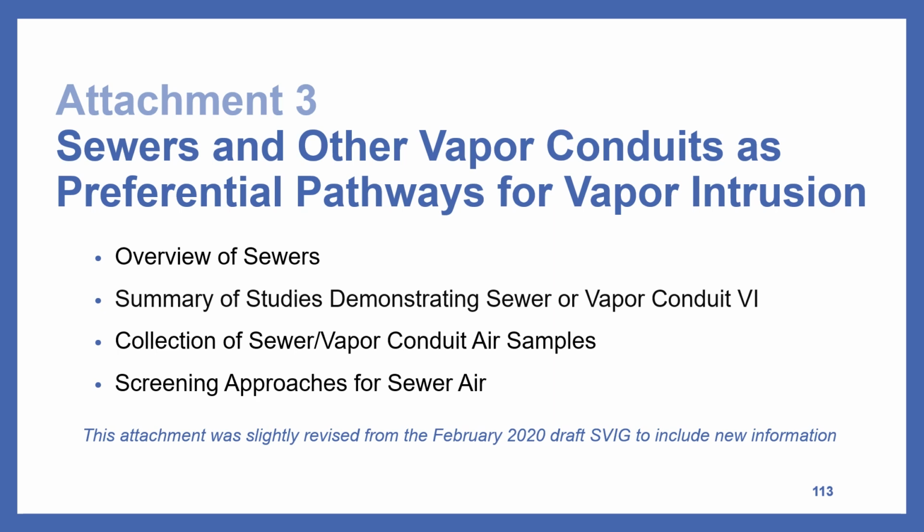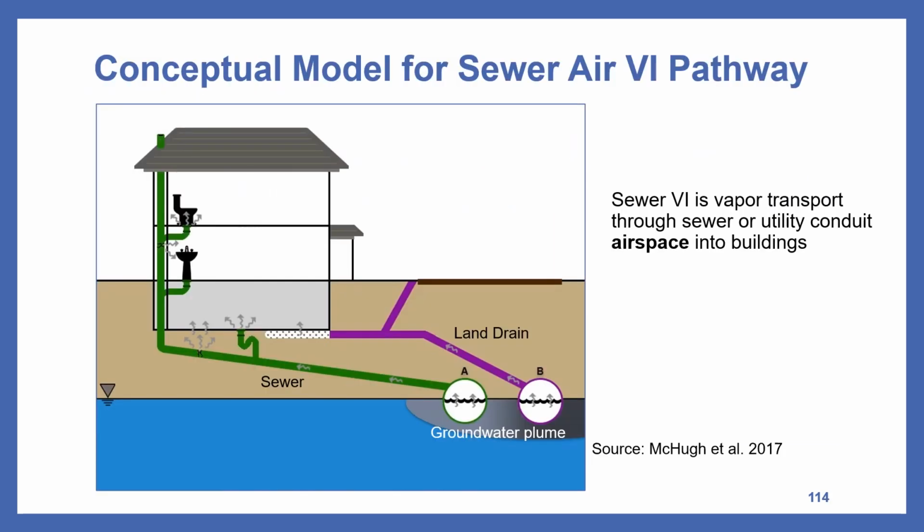This cross-section presents a conceptual model for the sewer air and actually the vapor conduit VI pathway. So we have a residence with a basement, and you can see we have 2 different types of utilities. On the left and on the central bottom portion of the picture, we have the sewer in green, and then on the right-hand side, we have a land drain in purple. This land drain was designed to direct water and moisture away from the building.